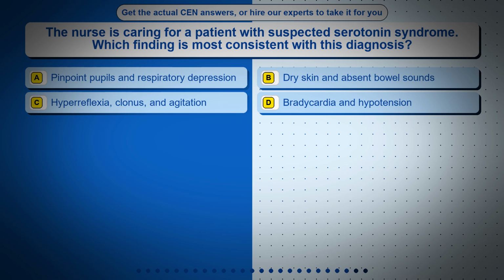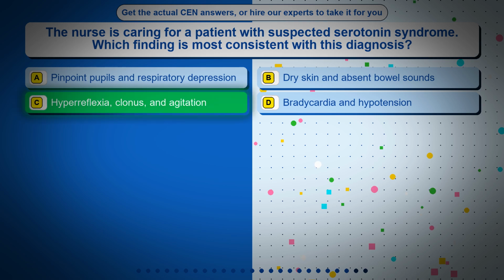Question 23. The nurse is caring for a patient with suspected serotonin syndrome. Which finding is most consistent with this diagnosis? Option A, pinpoint pupils and respiratory depression. Option B, dry skin and absent bowel sounds. Option C, hyperreflexia, clonus, and agitation. Option D, bradycardia and hypotension. The correct answer is option C, hyperreflexia, clonus, and agitation.